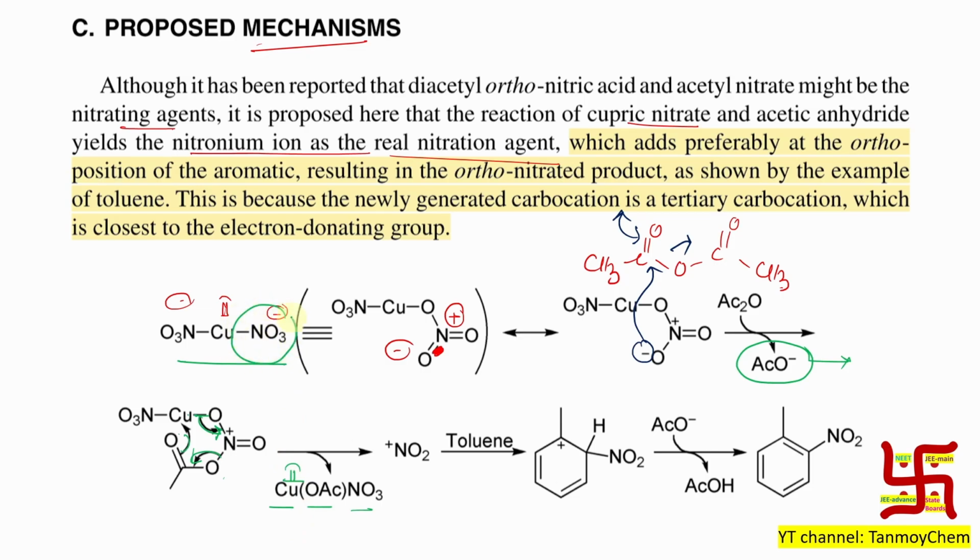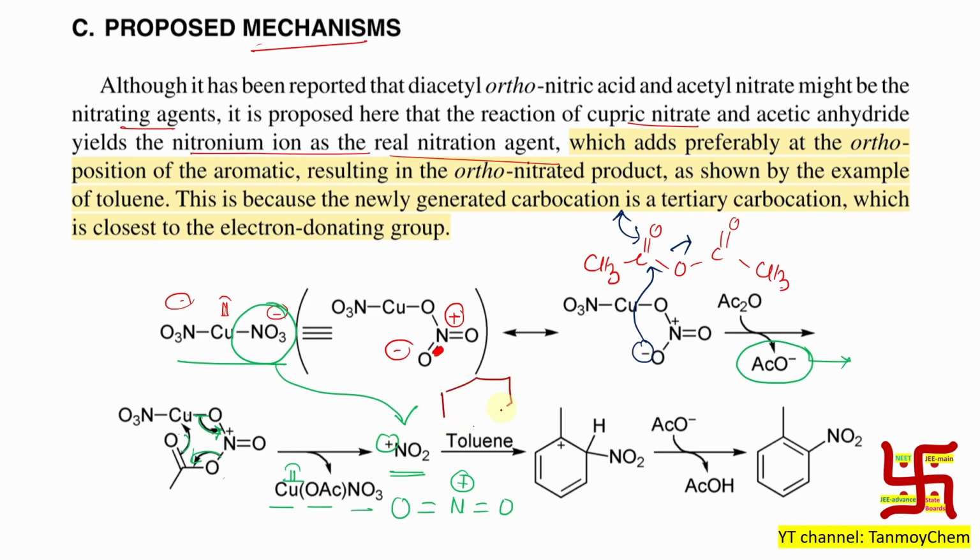So one of the NO2 is converted to NO2 plus as the electrophile. So NO2 plus, what is the structure? This nitrogen is attached to two oxygens and it is carrying a positive charge. So this nitrogen center is actually electrophilic. So if I say, one side nitronium, another side acetate. So this NO2 plus will act as the electrophile and it will react with toluene.